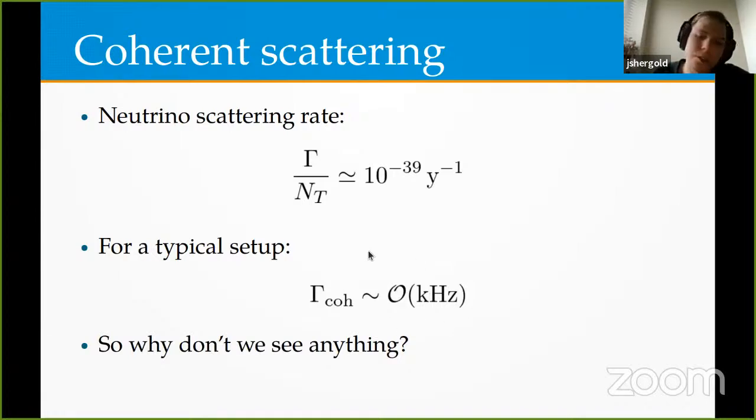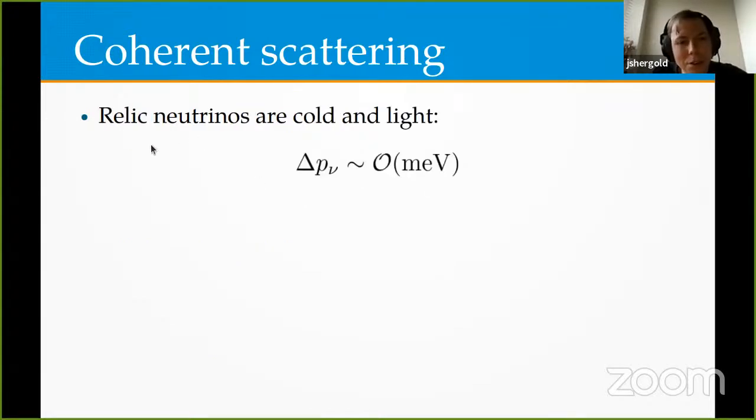But the question then is, why haven't we seen anything yet, right? If these things are scattering at a rate of kilohertz, why haven't we seen this process by accident? We should have seen this by now. And that turns out to have quite a simple answer.